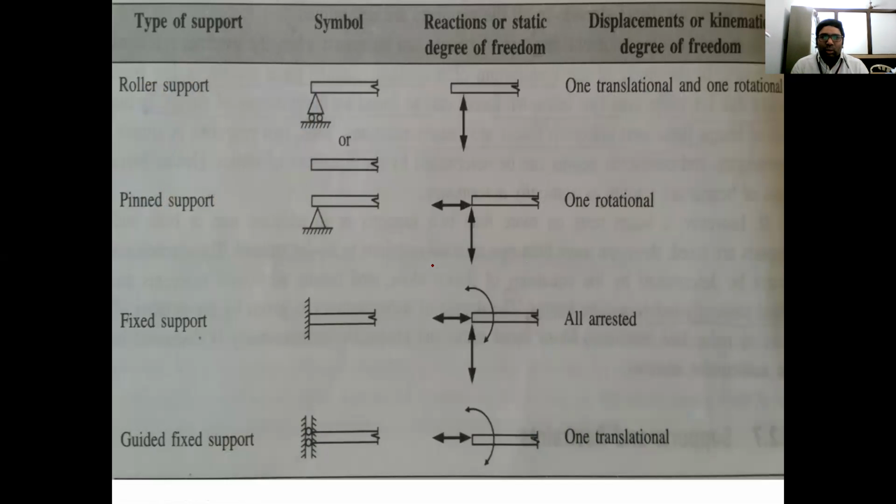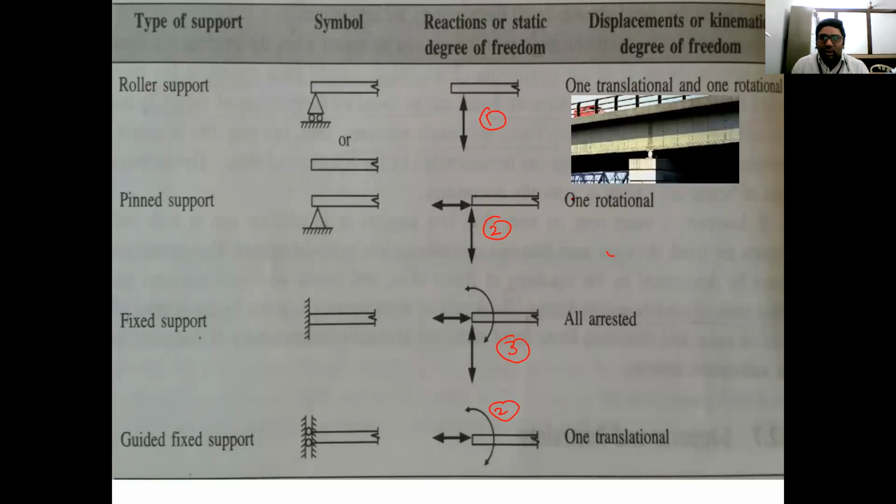Again, I'm repeating, this is for your better understanding. Roller will have one reaction that you can see here. So it will have one reaction, and pinned will have two reaction components. Fixed support will have three reaction components, and a guided fixed support will have two reaction components, that is moment as well as horizontal reaction. Now, displacements or kinematic thing will be seen in the coming slides, not right now.